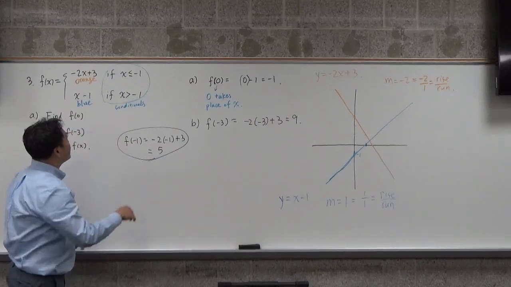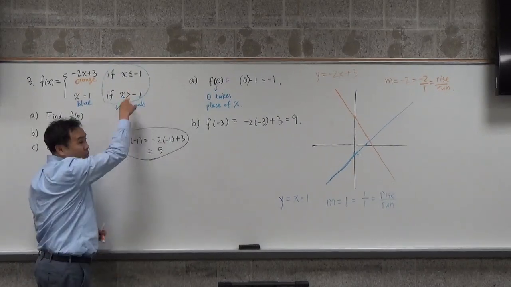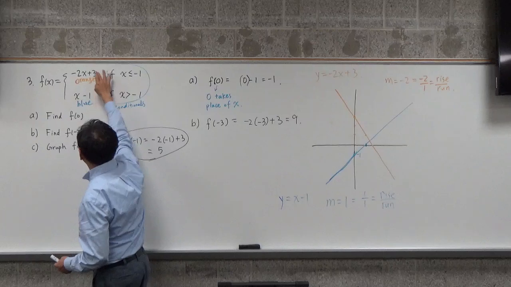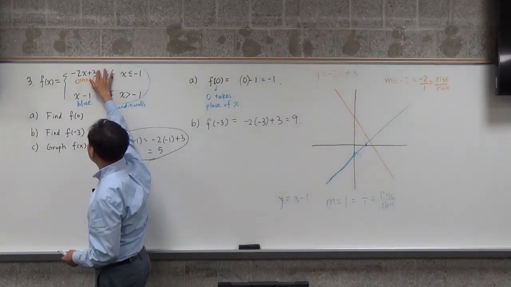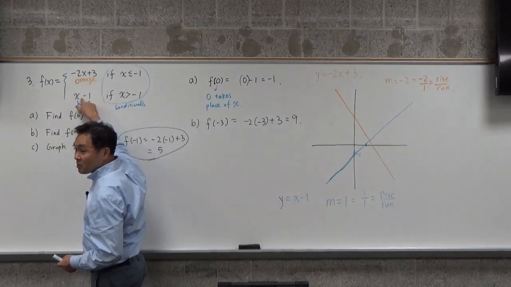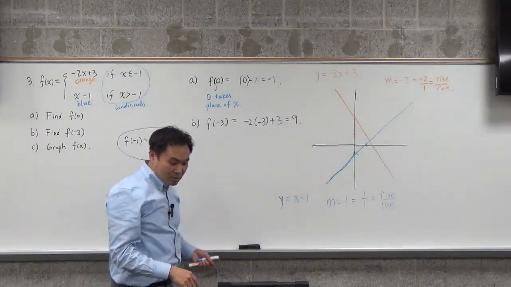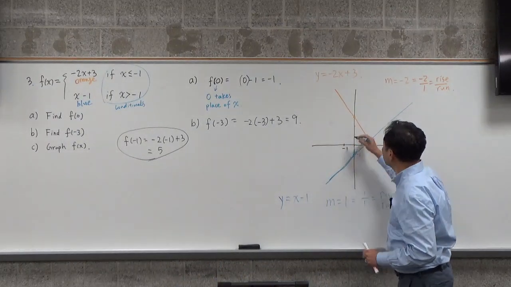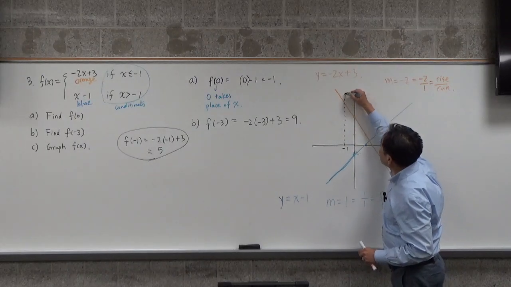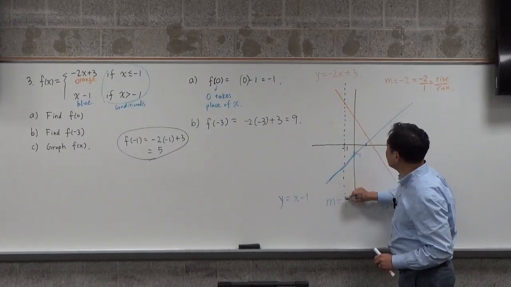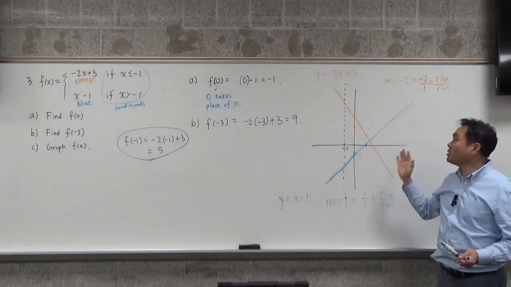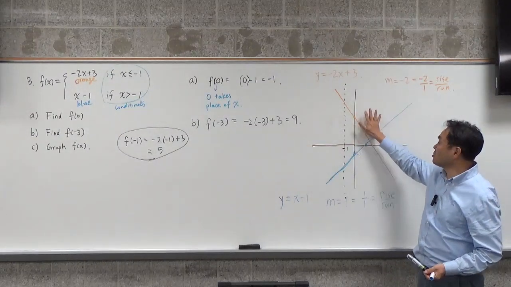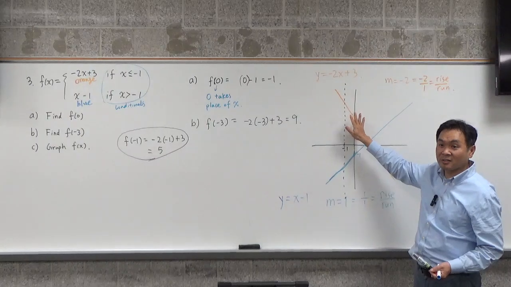But then something is happening at -1. -1 is like the transition from one function to the other, right? Before -1, you use -2x plus 3, but after -1, you have to use x minus 1. So because -1 is a transition point, what you're going to do is mark -1 right here, and then draw a dotted line, which says only one of the graphs should survive on the left side of this dotted line, and only one should survive on the right side of the dotted line. You get that?